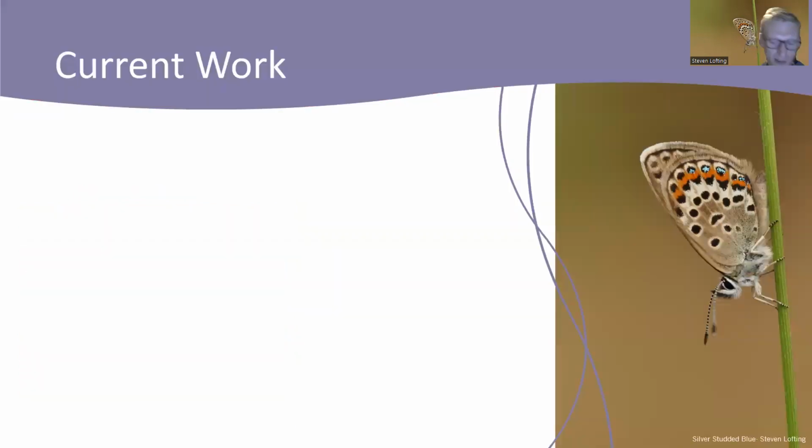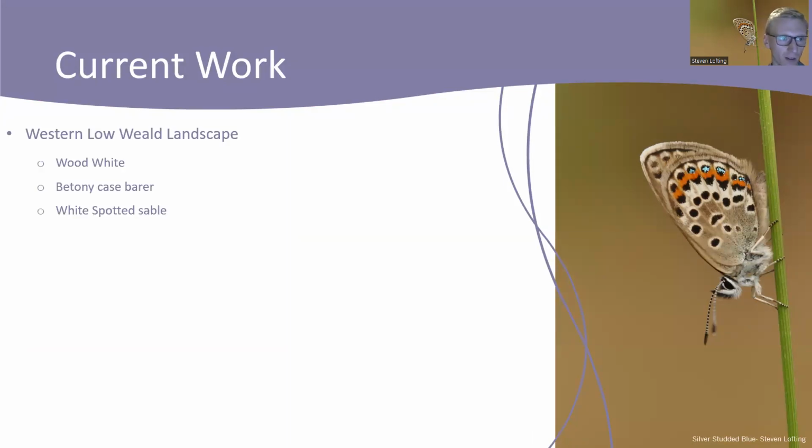So what are we doing at the moment? Currently, we've got a whole range of work across the southeast of England that's employed to target specific landscapes and specific species. The first is the western Low Weald landscape, which is the most relevant example to Surrey, centred around the Chiddingfold complex and that Oakhamwood Reserve, where we're looking at the conservation of wood white, the Bettany's Case-bearer, and hopefully this year we're going to have a look for White-spotted Sabre. Notoriously, a species very hard to find because as an adult it can disperse at quite low densities.